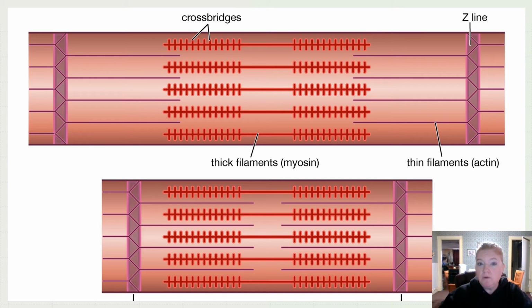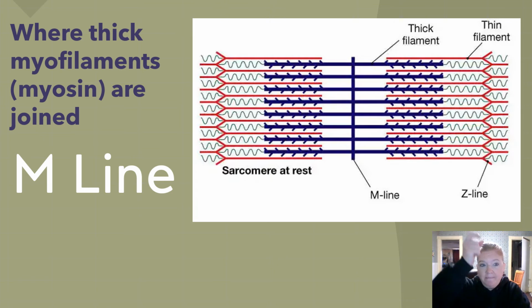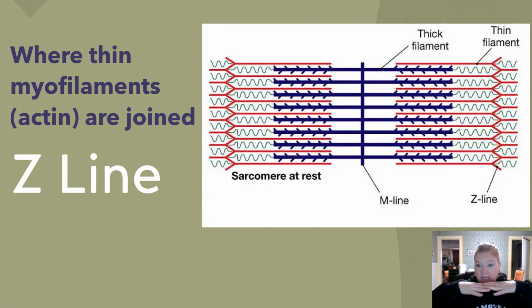Here's what a sarcomere looks like. And you can see the thick filaments, we have myosin, the thin filaments, we have actin, and there's the area where the actin fibers match up, and then the area where the myosin fibers match up. So the M line is where the myosin fibers from the thick filaments are joined. And then the Z line is where the thin myofilaments, the actin, are joined.